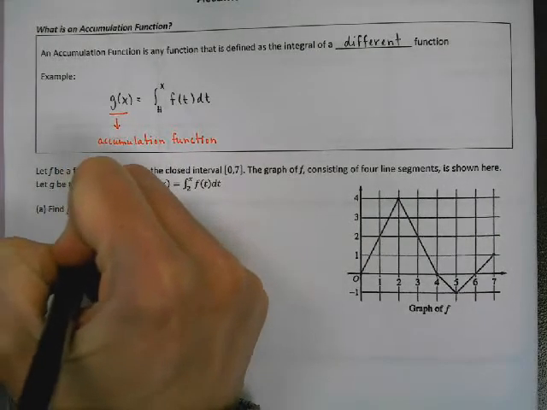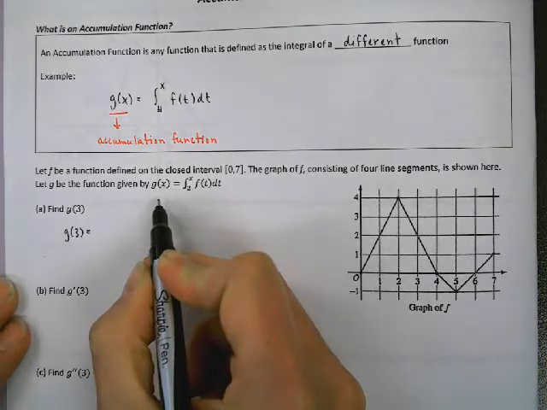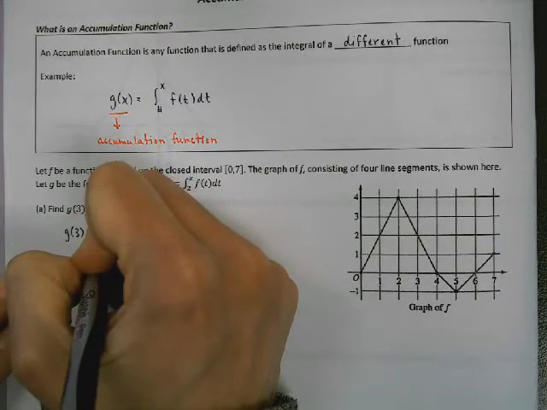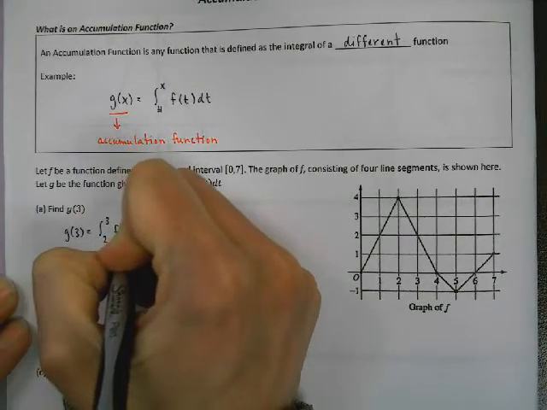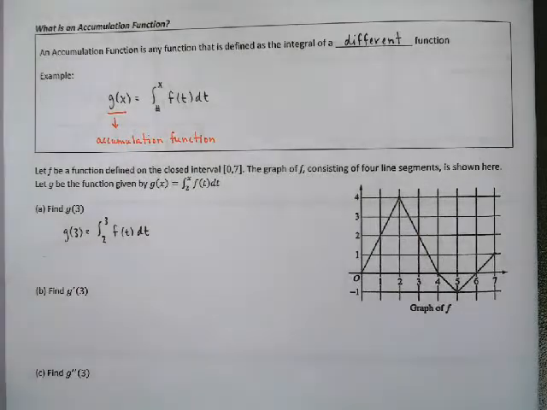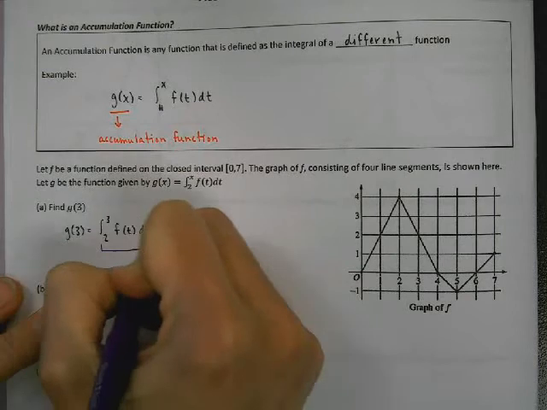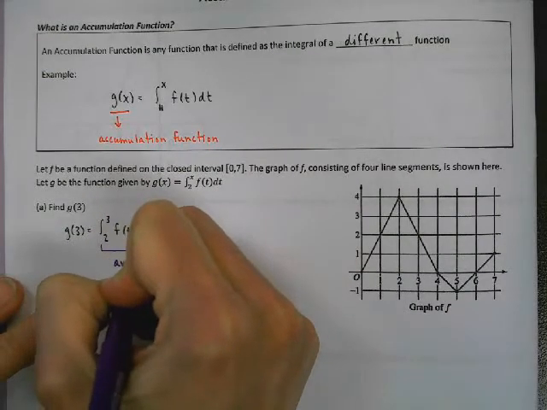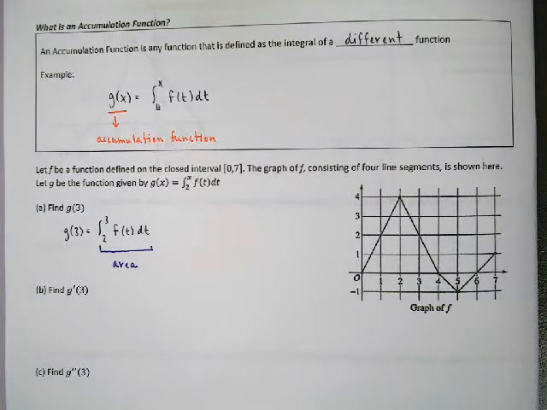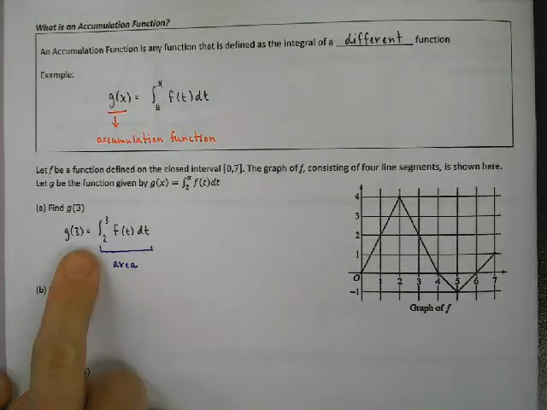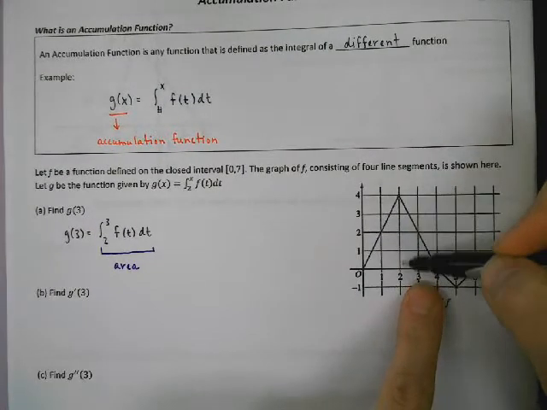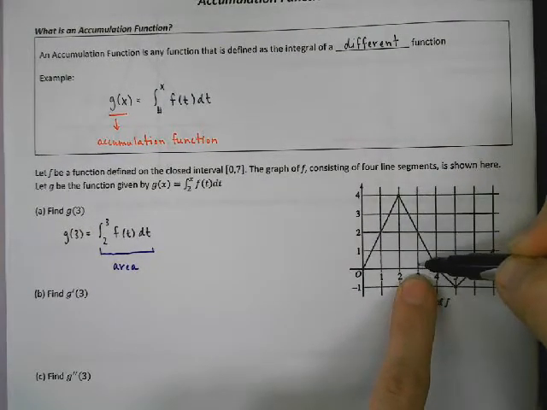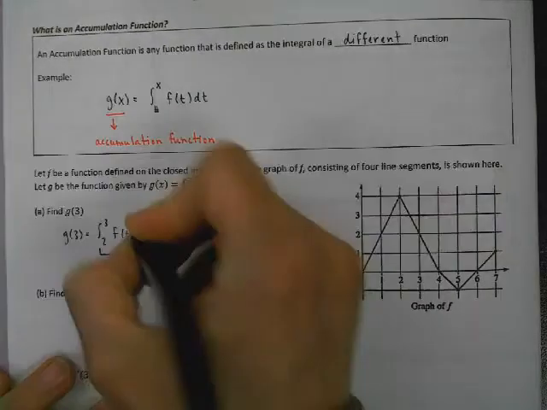Well, I know that g of 3, if I go to my function definition here, is going to be the integral from 2. Now my input is 3, so it's from 2 to 3 of f of t dt. Right? Now we have to think back and remember, I know this integral is really just the area between my function f and the x-axis between the interval from 2 to 3. So if I look on my graph here from 2 to 3, to me it looks like I have a kind of sideways trapezoid here.